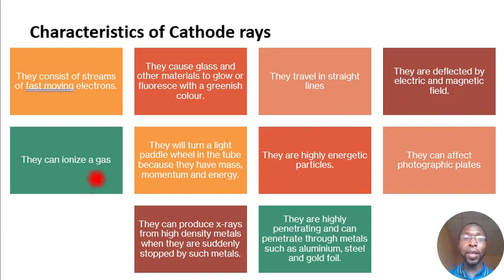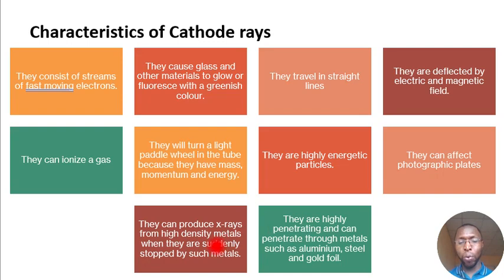They can ionize a gas, that means they can separate the ions in gases. They will turn a light paddle wheel in the tube because they have mass, momentum, and energy. That's why they can turn a paddle wheel, because they have mass and they have momentum. They are highly energetic particles. These cathode rays are full of energy. They can affect photographic plates. They can produce X-rays from high density metals.